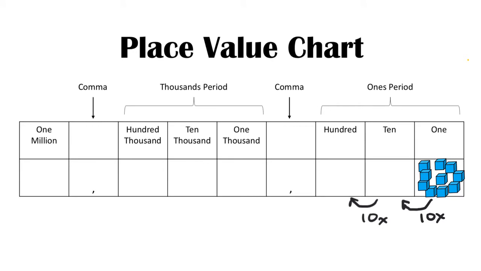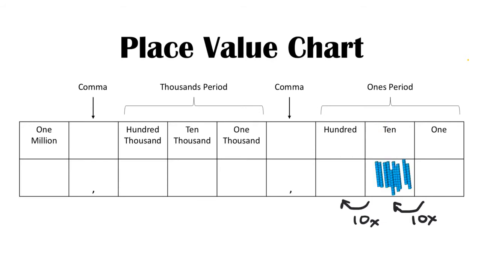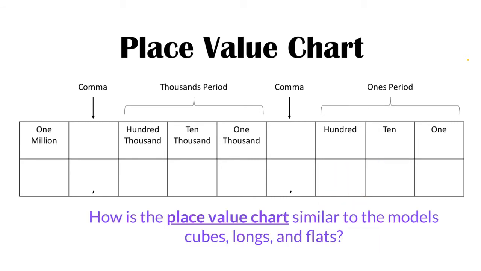So you notice we have 10 cubes. If we move them over, because they'll level up after reaching 10, and we grow by 10, they all turn into a long, because there's 10 ones, or 10 cubes, and those equal 1 long. And when you have 10 longs, you get 1 flat. So how is the place value chart similar to the models of the cubes, the longs, and the flats? Go ahead and pause the video and write down what you think.